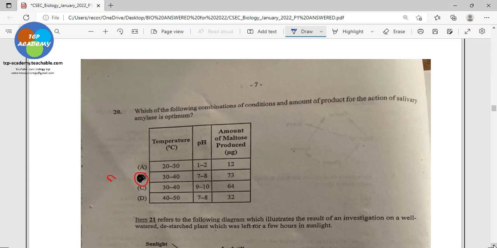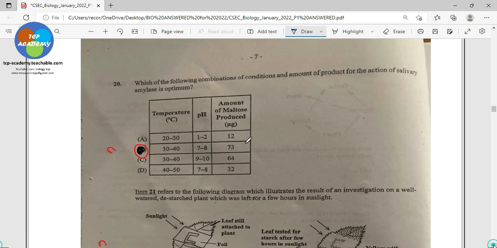I think I read this wrong. Let me try again. Which of the following combinations of conditions and amount of product for the action of salivary amylase is optimum? Here we are going to look for where we have most of the maltose being produced. Now most of the maltose produced there is 73. So that makes B the answer.